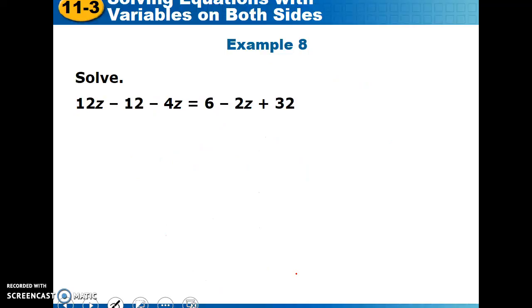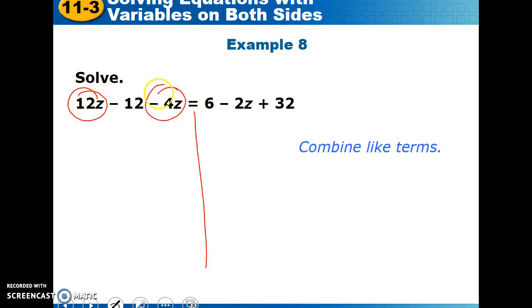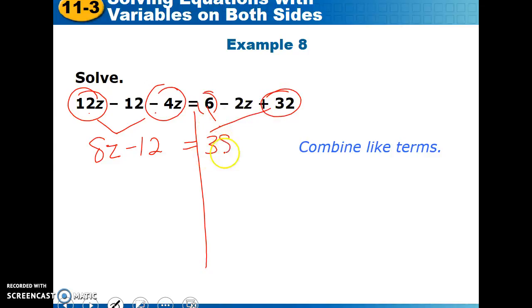Okay, so I want you to try this example 8 on your own, very similar to the one we just did. Okay, so first thing you should have done is combine like terms. So I'm focusing on just one side of the equal sign. I've got a 12z here and a negative 4z. So combining those, 12 minus 4, that's 8z, and I still have the minus 12 equals, again on this side I have two constants, 6 and a positive 32. Adding those two together, 6 plus 32, that's 38 minus 2z.